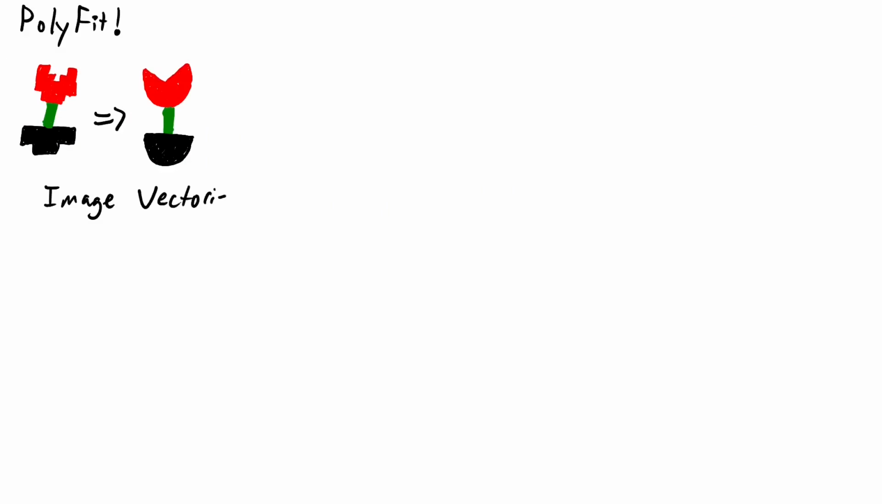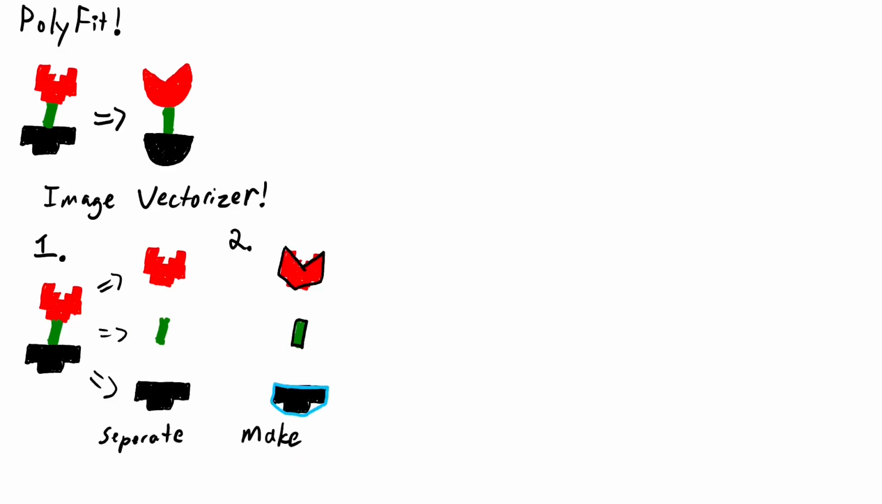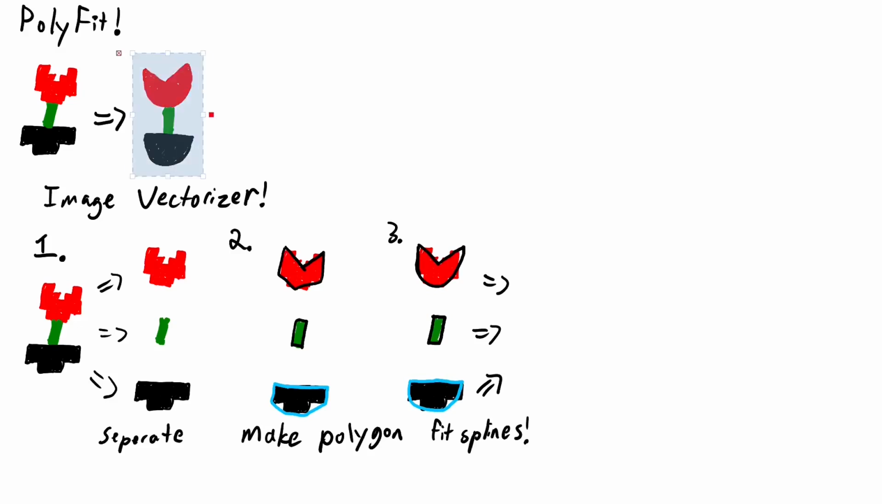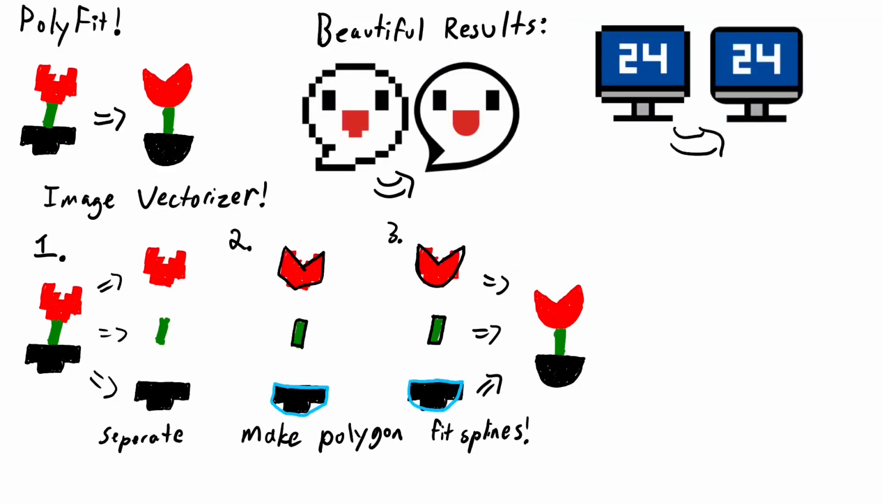Polyfit is a recent paper on image vectorization, making scalable vector graphics out of low-resolution clip art. It functions in 3 steps. First, it segments the picture into connected single-color components. Next, it turns those segments into polygons. And finally, it fits splines, or smooth lines, to those polygons. It has some absolutely beautiful and amazing results, which it achieves through scoring splines based on human preference.